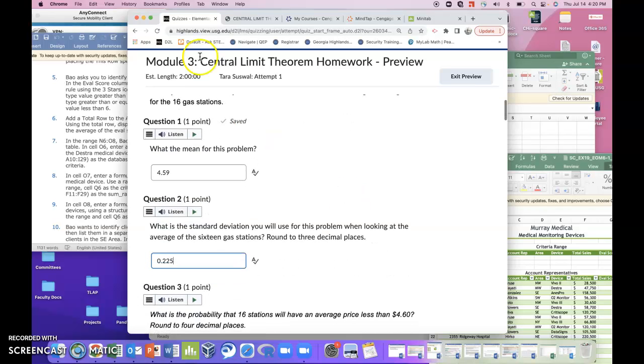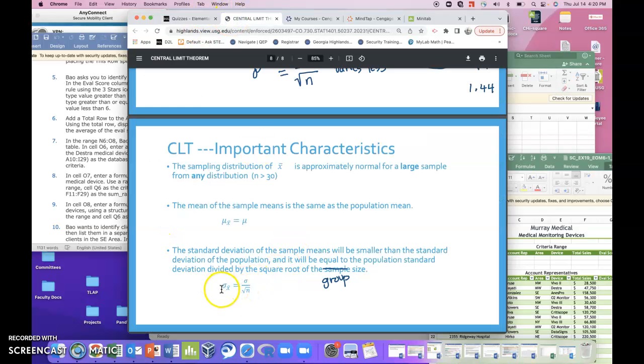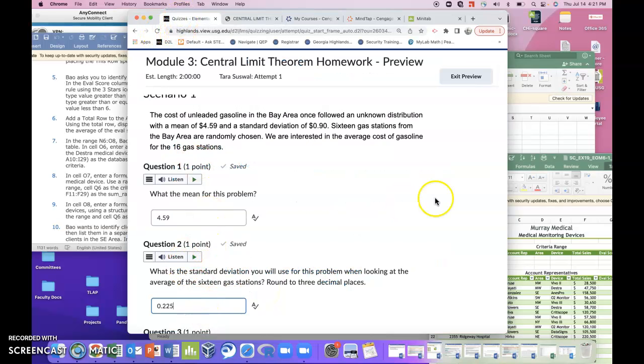So mean and standard deviation. For the mean, we just use the population mean exactly as it is. For the standard deviation of the sample, we use the population standard deviation, that's given, divided by the square root of our given sample size. And that's how we get the standard deviation for our sample.